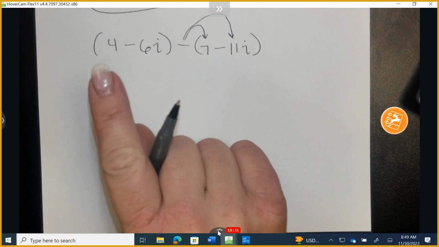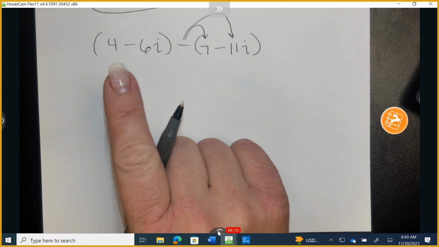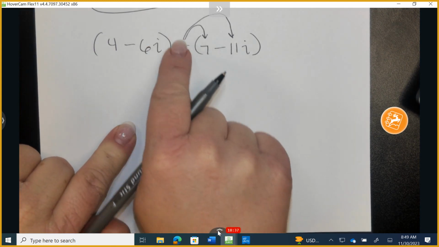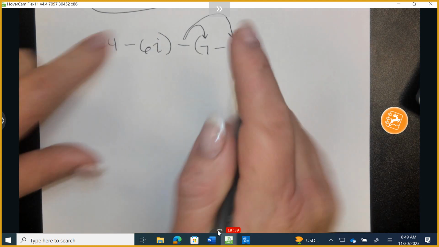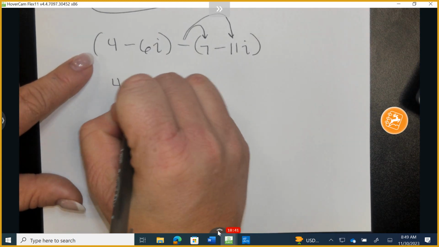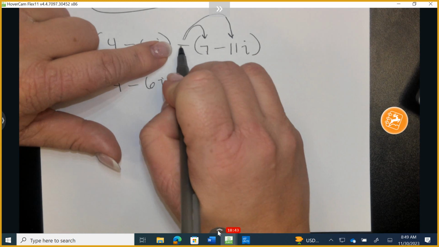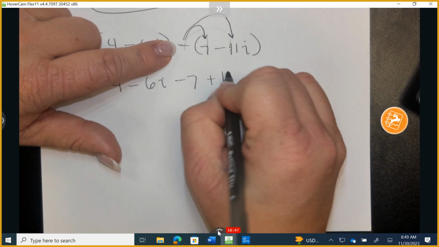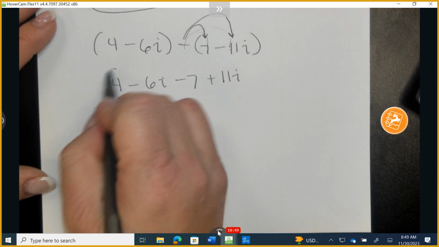If everybody heard that. What I saw yesterday is there was confusion, so that's why I pointed it out. Some people thought I needed to change the symbols of what's in front. It is what's behind it. So when I write this out, it's 4 minus 6i. This was positive, now it becomes negative. This was negative, now it becomes positive. And then I do the exact same thing.